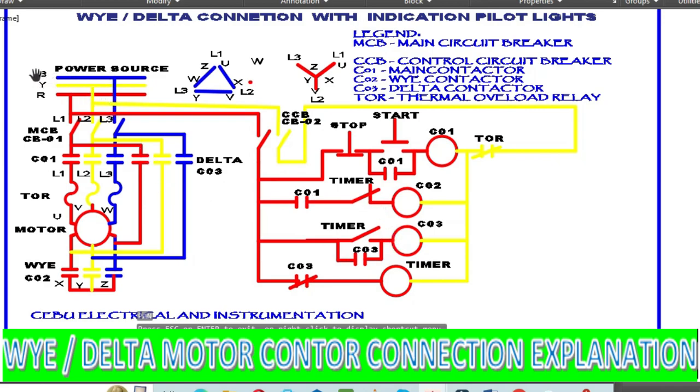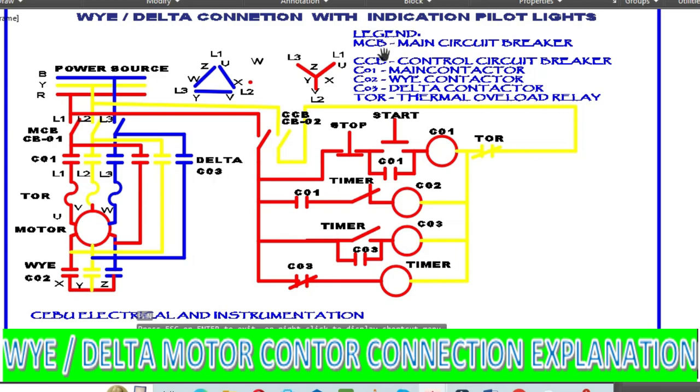The power source has RYB color coding. R means red, Y means yellow, and B means blue. Aside from that, we have a labeling for the phasing in each wire of the system. We have line 1, line 2, and line 3. I also prepared MCB, C01, C02, C03.